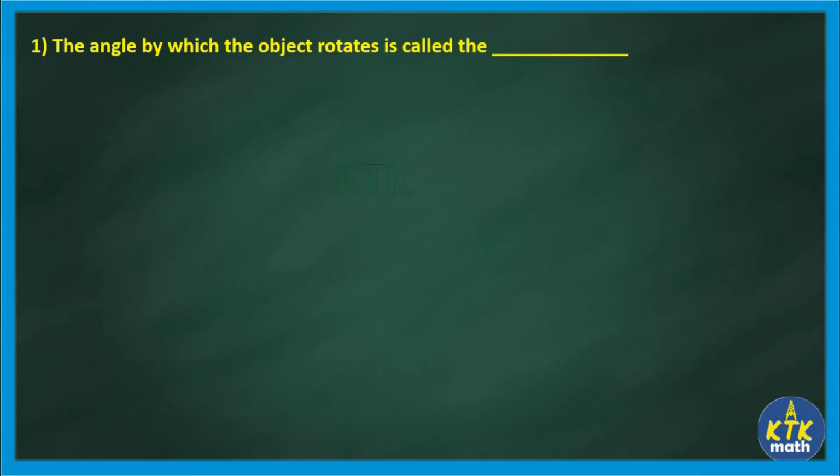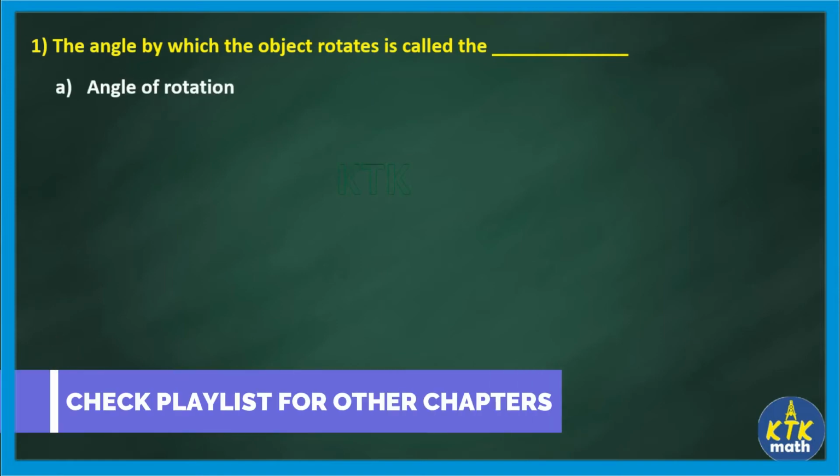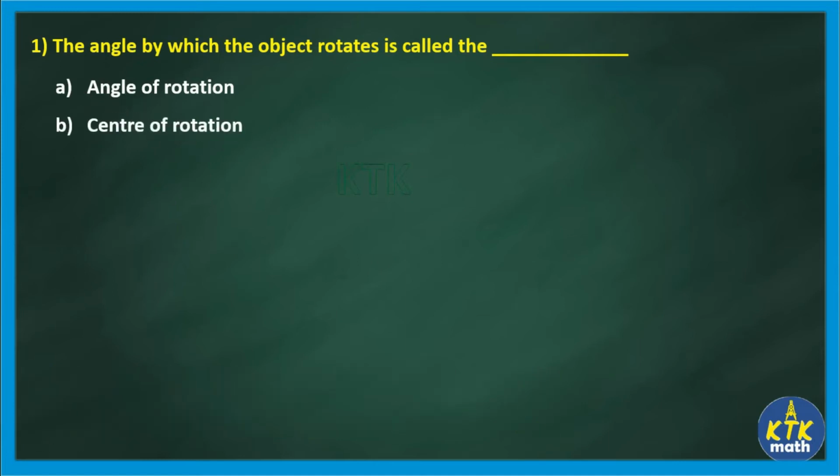The first question: the angle by which an object rotates is called. Your options are angle of rotation, center of rotation, angle of projection, and none of the above. By just reading itself, we can easily identify the answer. So the first answer is angle of rotation.